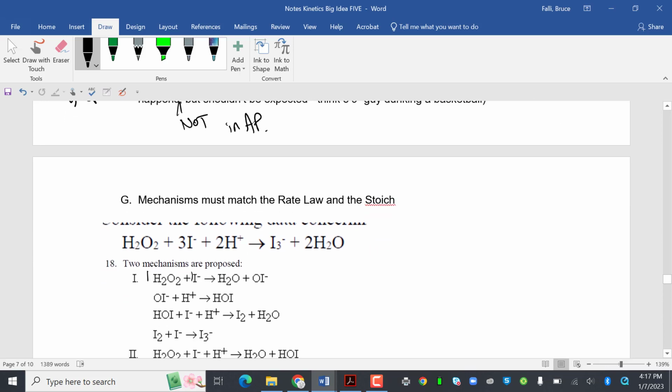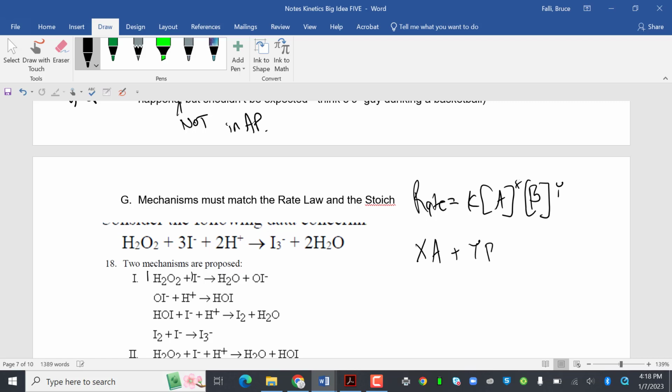All right. Mechanisms must match the rate law and stoich. So what that means is if I have rate equals K, A to the X, B to the Y, what that means is my rate law has to be my coefficient of XA plus coefficient of YB yields whatever, and this is my slow step. And you might say, how do you know it's a slow step? It will be labeled slow. You'll be surprised at how clearly it's going to be labeled slow.